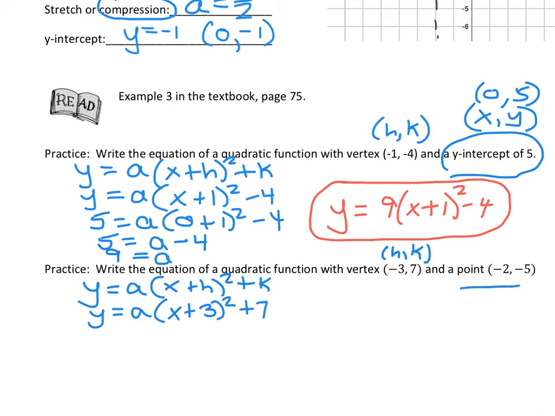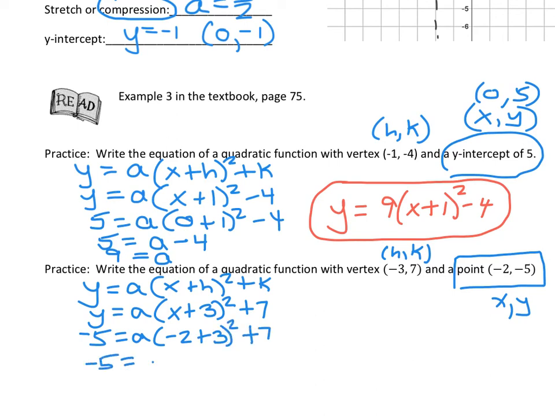And we're told that we have a point on our function at (-2, -5). I'm going to substitute that in and solve for my stretch. So I have a times 1 squared, which is just 1, plus 7. And I end up with a equals -12.